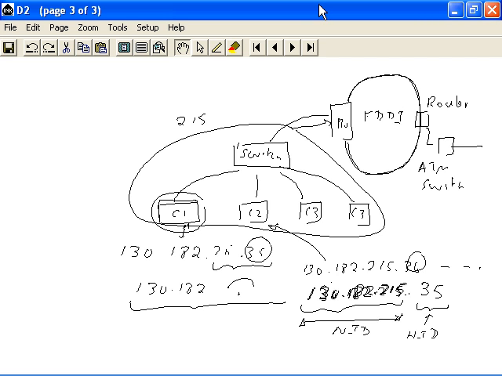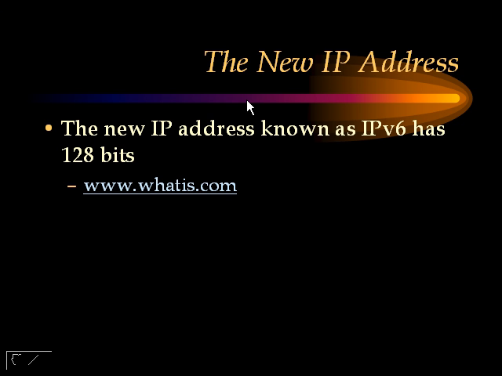Here is a brief explanation of the difference between a network ID and a host ID. This concept will become clearer as we discuss IP addresses in more detail in later modules. Here is a website as a starting point to obtain more information on the new IP format that is known as IPv6. This brings us to the end of this discussion on IP format.